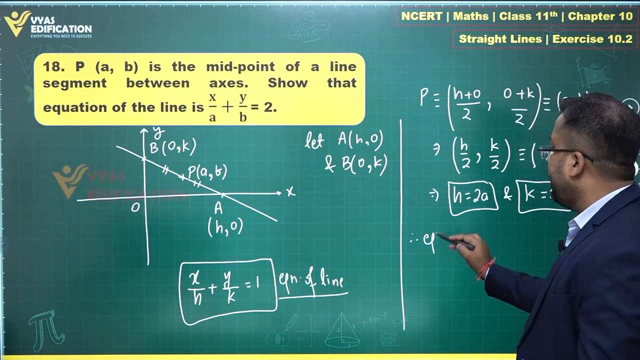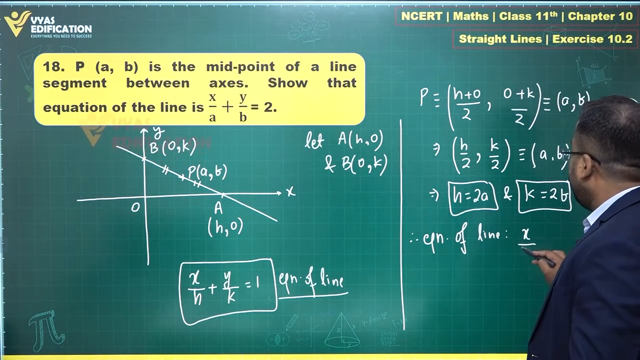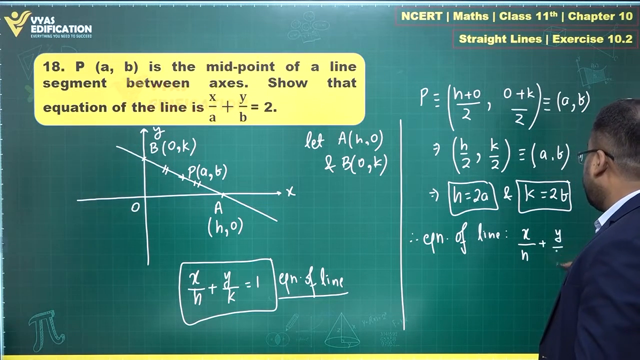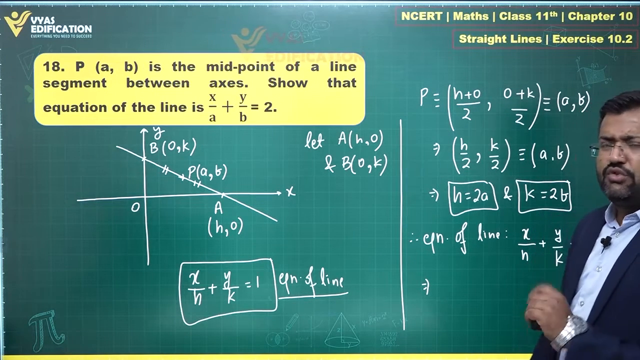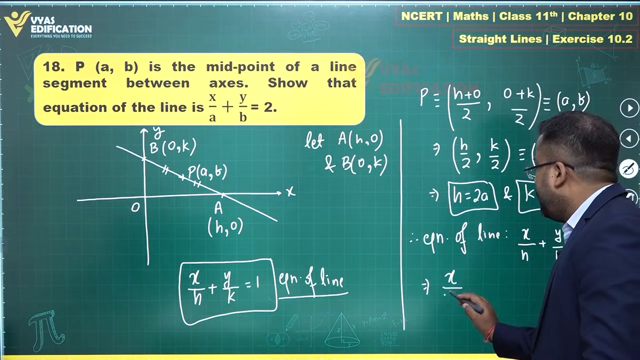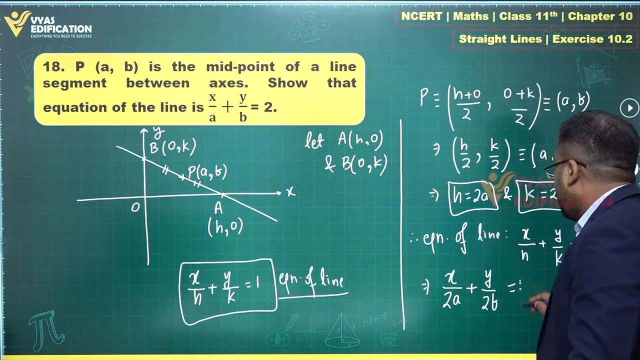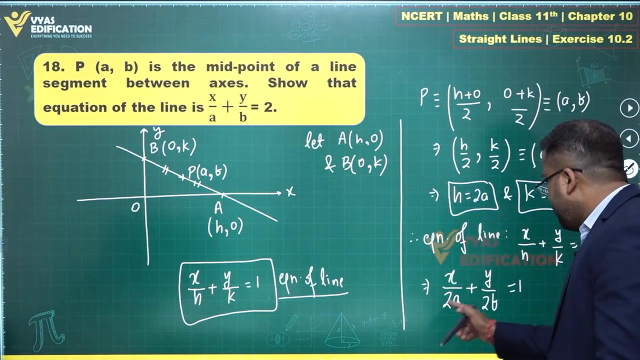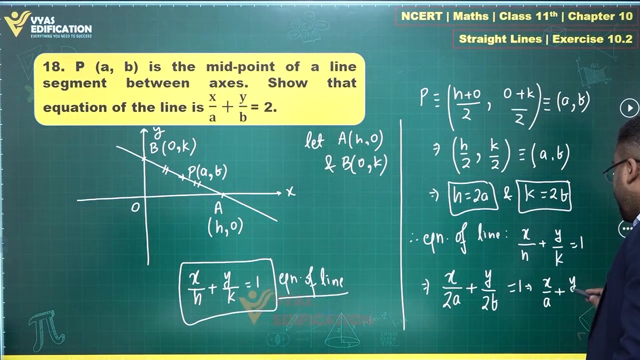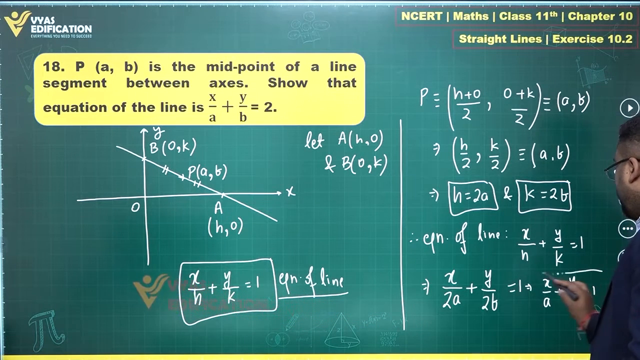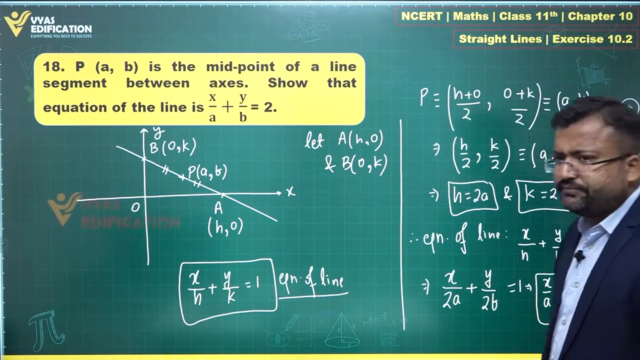Therefore, the equation of the line which is required was x upon h plus y upon k equals 1, which becomes, let's substitute h and k, x by 2a plus y by 2b equals 1, or which can be further, you can multiply by 2, this becomes x by a plus y by b is equal to 2. That's the required answer for this question over here.